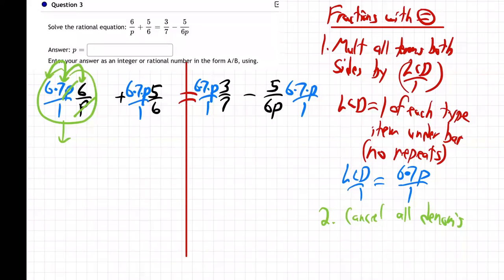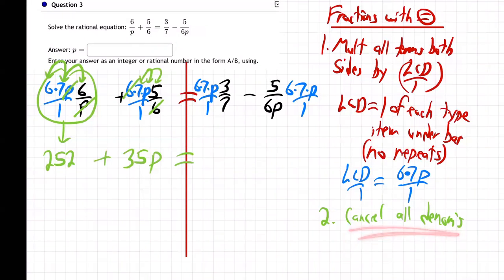I'm getting 252. Does that make sense? What happened right there? The P's canceled and I multiplied the numbers that were left. What happens in the middle? The 6 is canceled. I'm going to multiply 7 times P times 5, which is going to be 35P. Does that make sense?